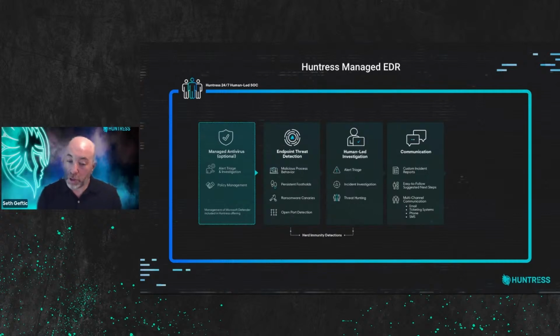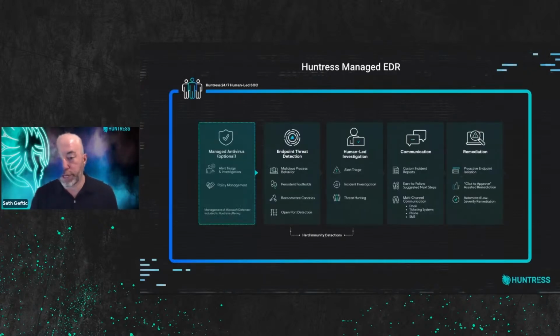Once our investigation does find something, we have different ways we can communicate. So first we have incident reports that we'll send you. We'll give you those guided, easy to follow, suggested next steps. We pride ourselves on the fact that even the most junior person on your IT team or your security team can follow those steps. They're not written in technical jargon. They're not meant for tier 3 security analysts in a SOC. They're meant for IT professionals and above. And we'll communicate in whatever way we need to. So email, ticketing systems, phone, SMS, and then have a range of remediation.